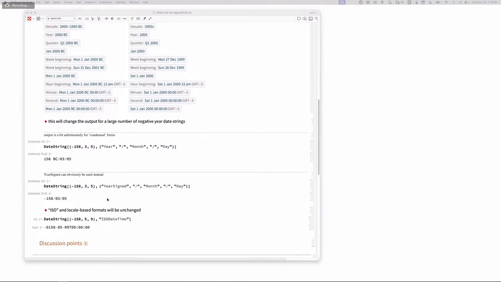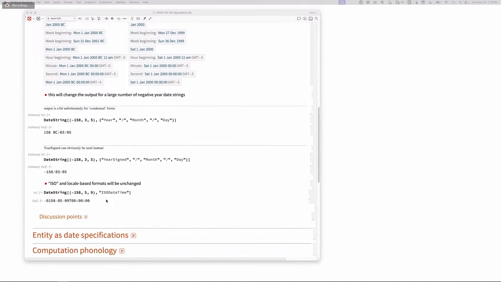So, if you ask for the year, and the year is negative signed, it will show up as a string with 158 BC, like in that example. It's a little weird, but I think it's less weird than having a minus sign there. What I'm proposing is that we introduce a new date string element, which I'm calling year signed here, which gives you the old behavior. We already have year unsigned. The only question is whether calling it signed means that you would expect a plus on it, which I don't think you do. Anybody disagree with that? I don't think we need plus.